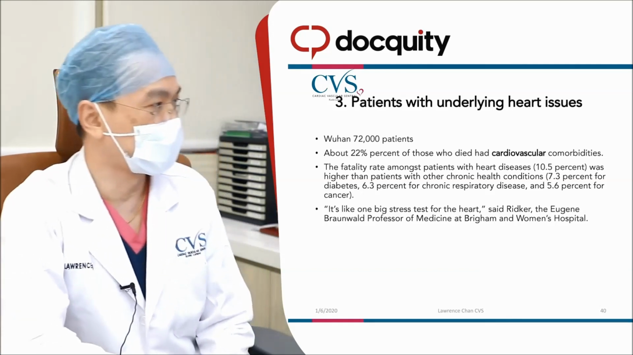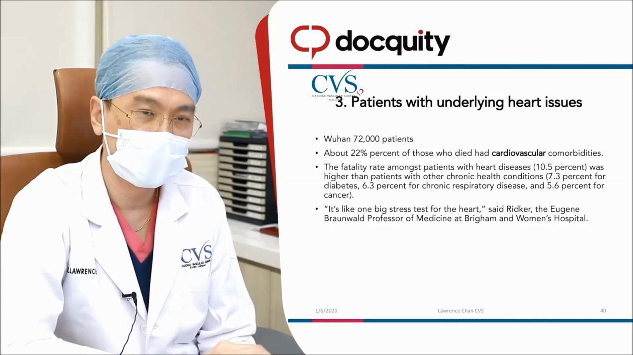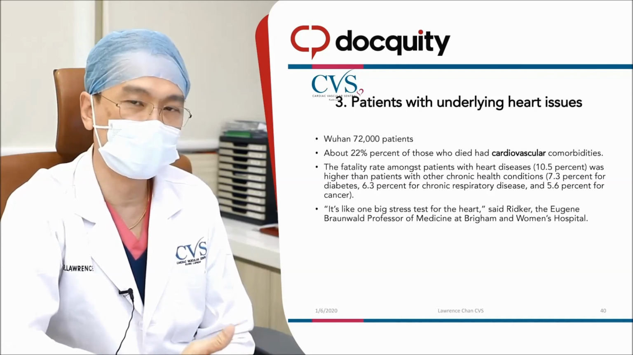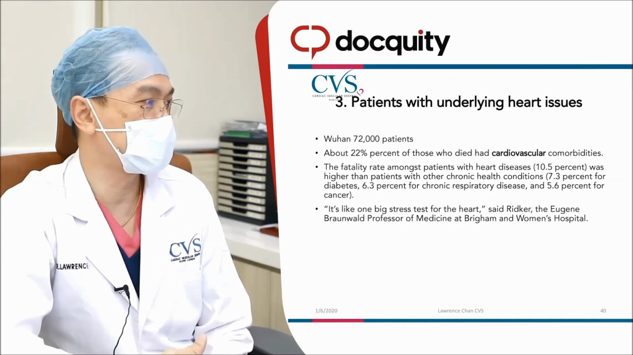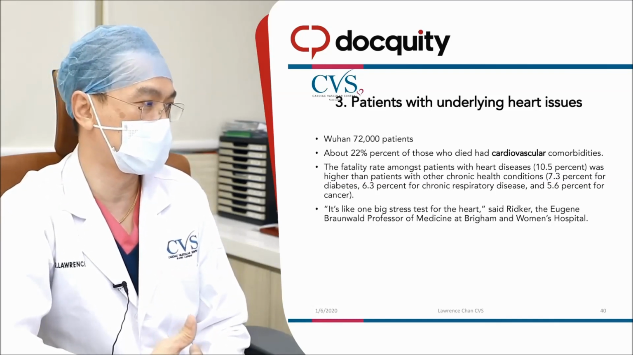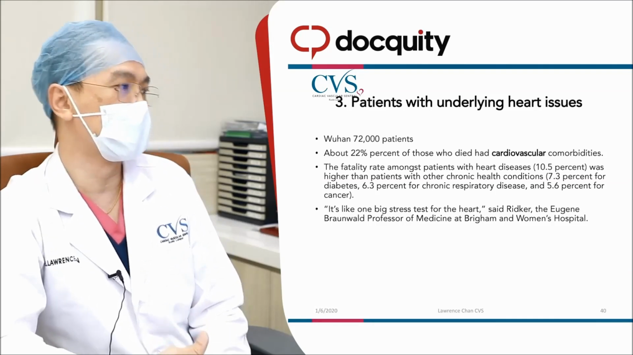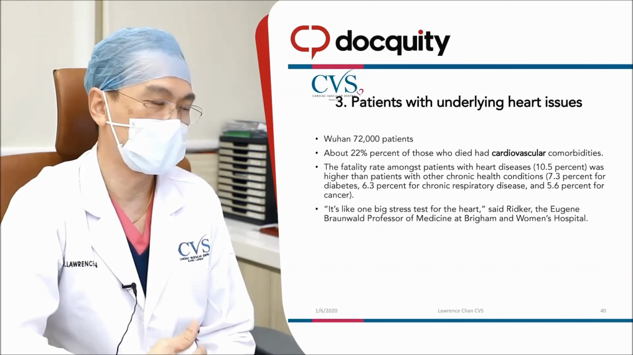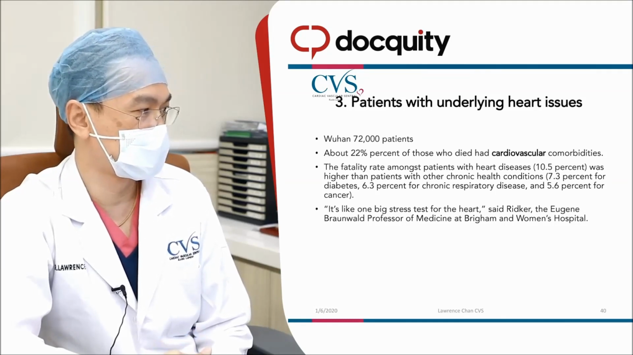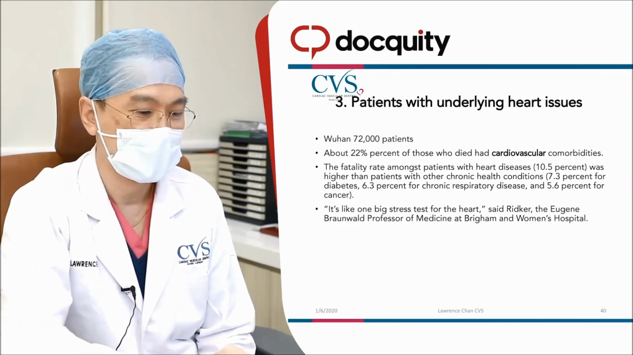In Wuhan, again, out of the 72,000 patients, 22% of those who died had pre-existing cardiovascular disease. If you look at the different comorbidities, heart disease had the highest fatality rate at 10.5%, which is higher than patients who just had diabetes, about 7%. Those with lung disease, in fact, had a lower case fatality rate than those with heart disease. So Professor Ridker of Brigham and Women's Hospital calls this COVID disease a very severe stress test for patients with heart disease.